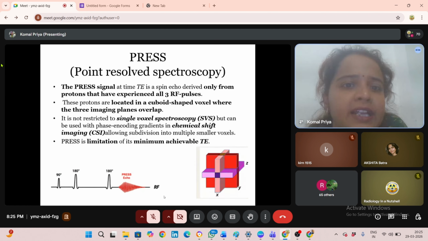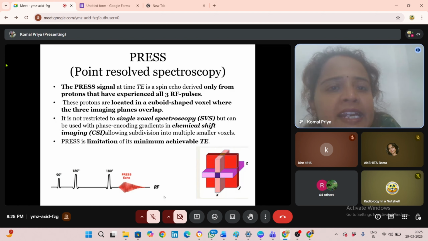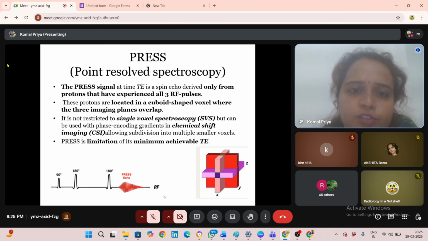So in this, at time T, spin echo is derived only from the protons that have experienced all three RF pulses. So what is happening? First is a 90-degree excitation pulse followed by a 180-degree rephasing pulse. Again, a 180-degree rephasing pulse is given, which is generating your PRESS echo, point resolved spectroscopy echo. There is a limitation of its minimal achievable TE. So there was a limitation that at a limited TE it was difficult to acquire a sequence. This is the limitation that it will acquire in the minimum TE also. Okay.